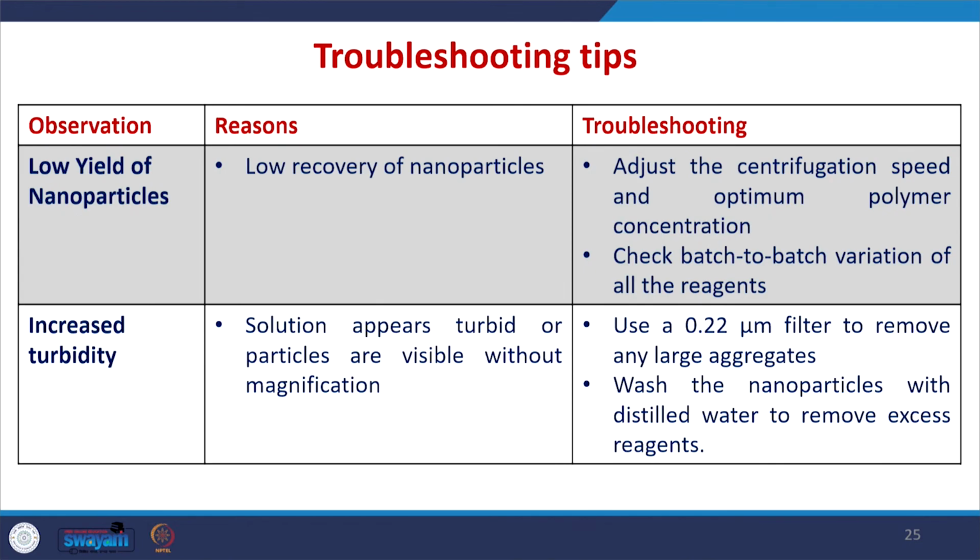And next one is, if you are getting low yield of nanoparticles, it may be due to low recovery of nanoparticles. You can adjust the centrifugation speed and optimum polymer concentration. Check batch to batch variation of all the reagents. And if you are facing increased turbidity, that means the solution appears turbid or particles are visible without magnification, you can use 0.22 micrometer filter to remove any large aggregates. Wash the nanoparticles with distilled water to remove excess reagents.